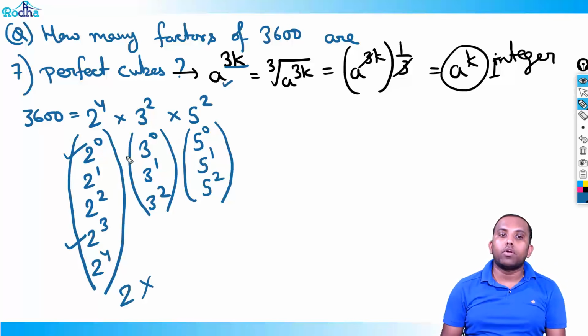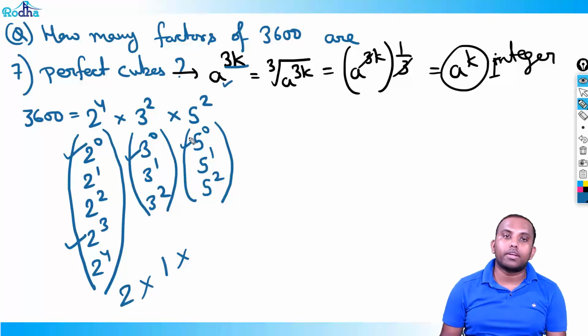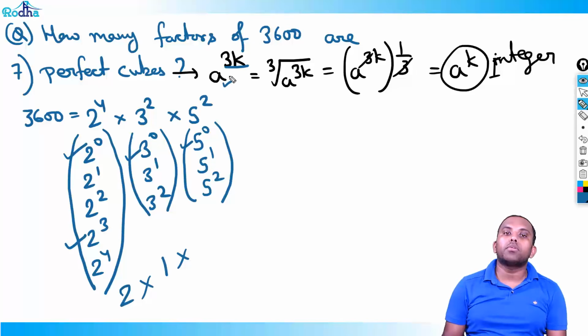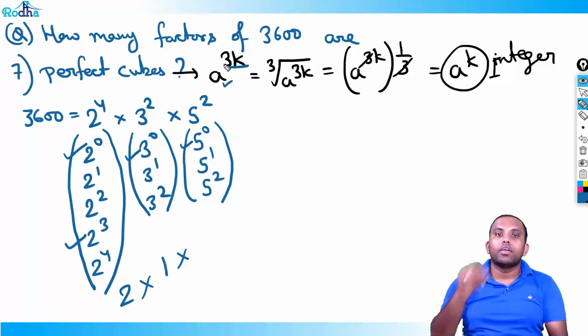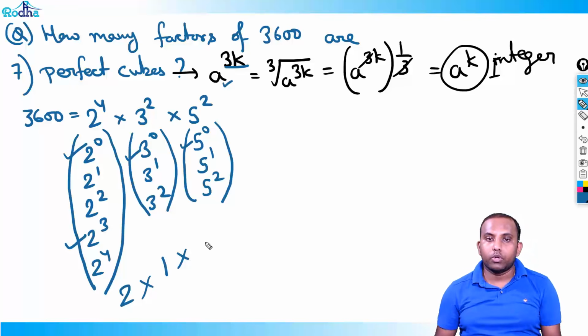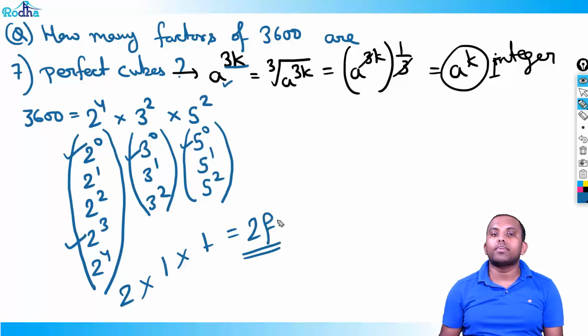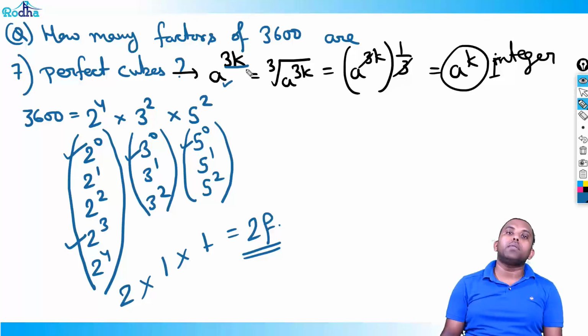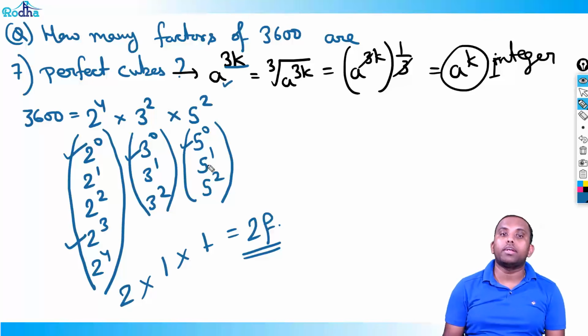From the next bracket I can pick only 1 term, because only 3 raised to 0 I can pick, no other powers are multiples of 3 here, right? So only 1 term. From the third bracket also I can pick only 1 term, because no other multiple of 3 exists. Perfect cube means natural numbers raised to a power of 3, so any multiple of 3 I can take, right? So 2 into 1 into 1. So in total there are 2 factors. So only 2 factors of 3600 are perfect cubes, right?